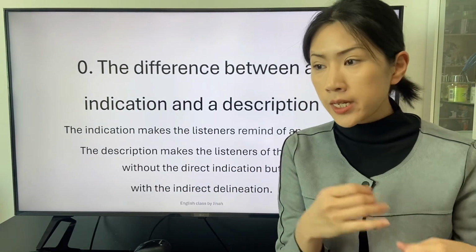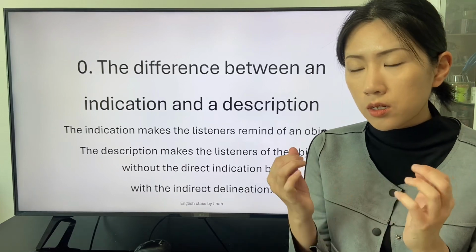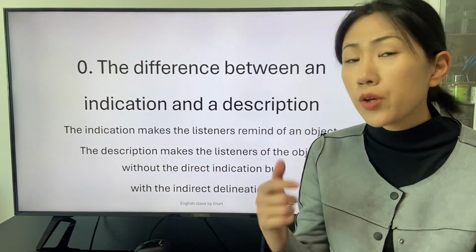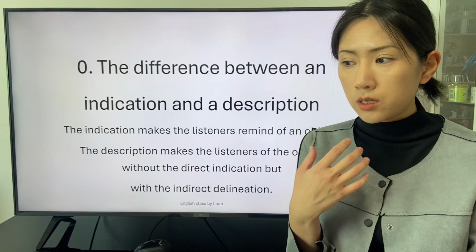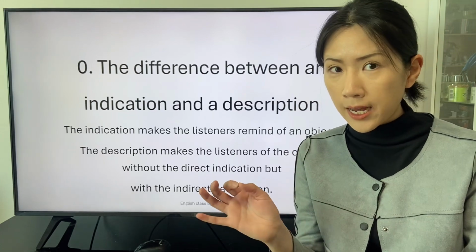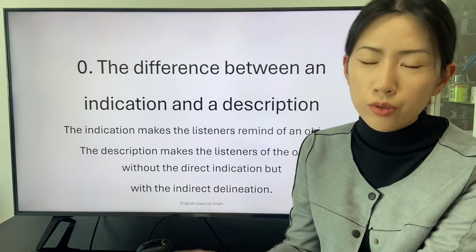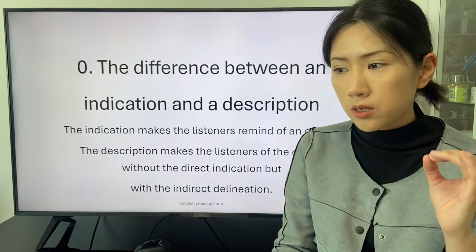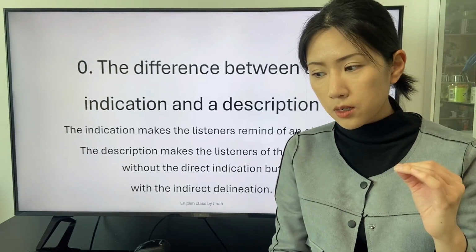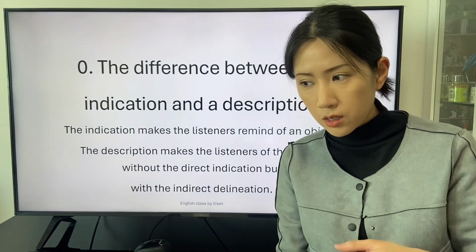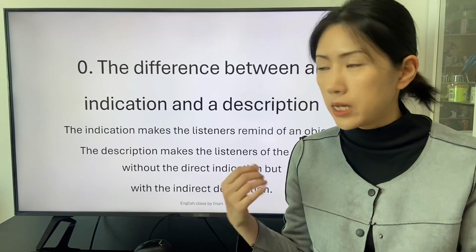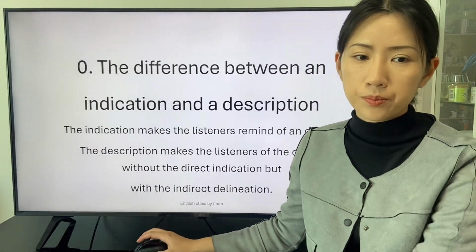The description induces the listeners to think of the answer to indicate an object to the quiz without the direct indication with a noun or a pronoun.